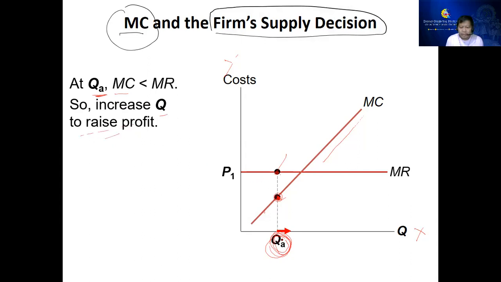In this portion, you can still increase your production, because we are still earning a profit toward this point, where your MC is equal to the MR. That is why the MC and the MR intersect. So we can increase the quantity supplied from here up to here. Beyond this portion, the MC is higher than the MR, so we incur losses because the marginal cost is higher than the marginal revenue. So we will not produce here. We produce only up to here.